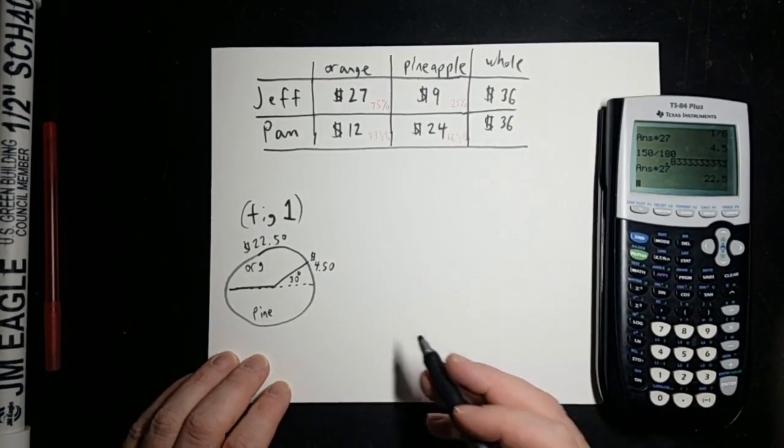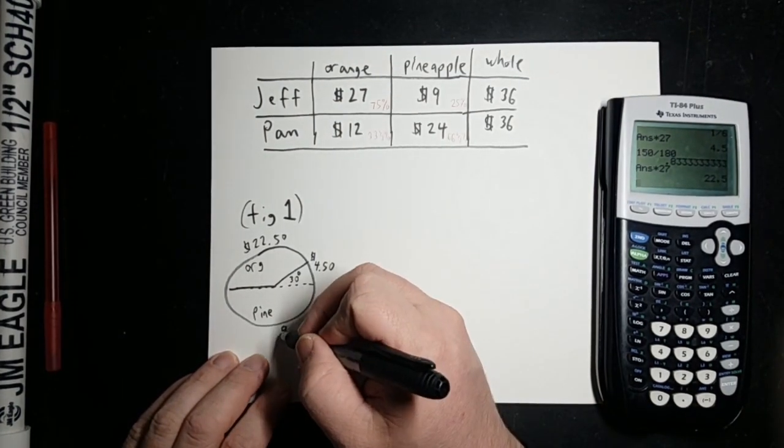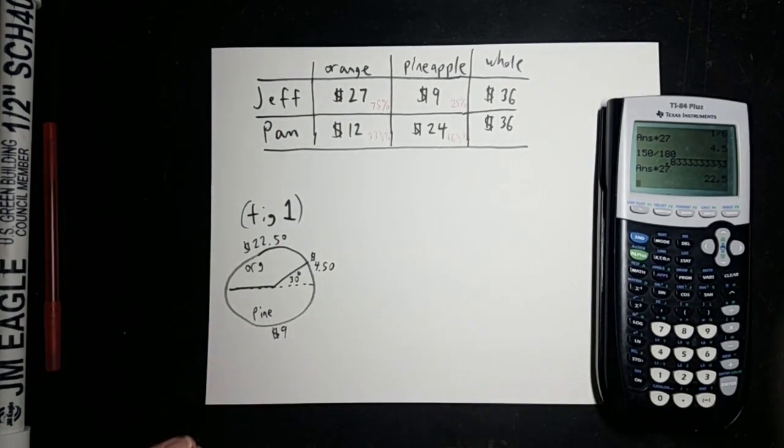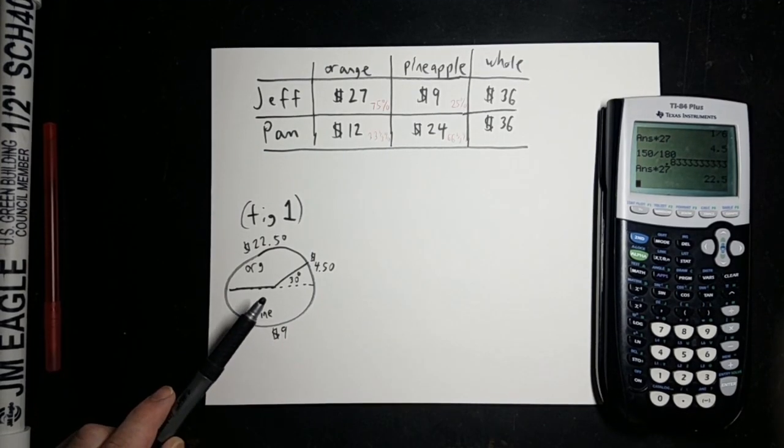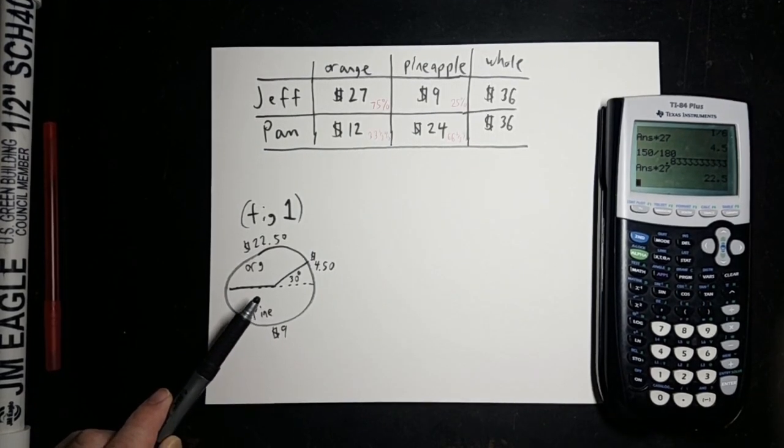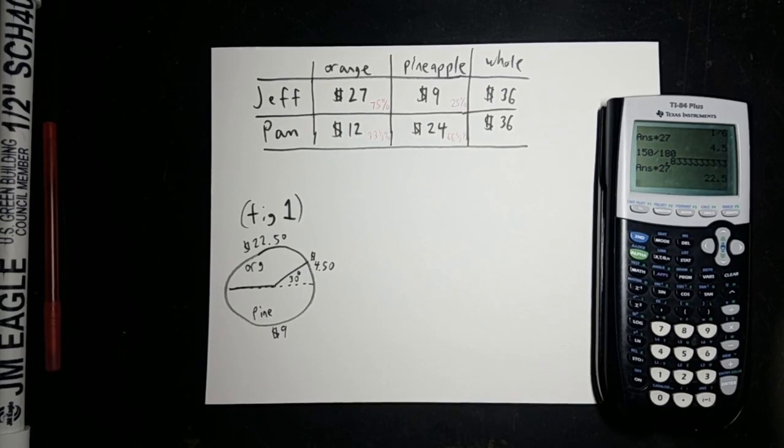$22.50. And Jeff still values the pineapple at $9. Now, if this were the cut, Jeff would not do this. Jeff would not do this cut. If you notice on the worksheet, number 3 asks you which figures are divisions that Jeff actually would make. Figure 1 is not the answer.